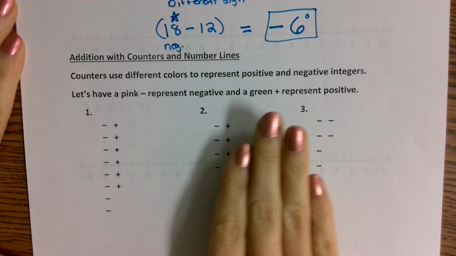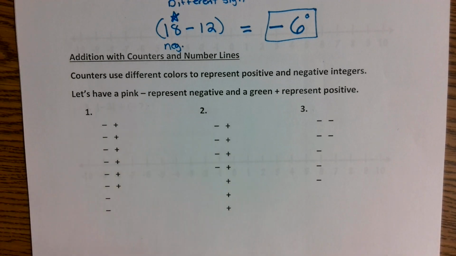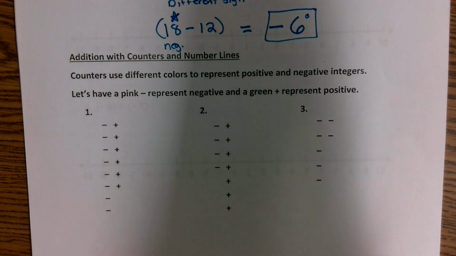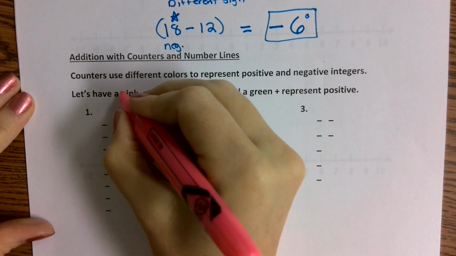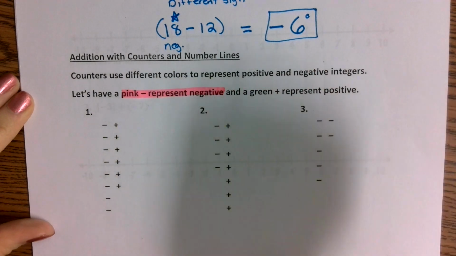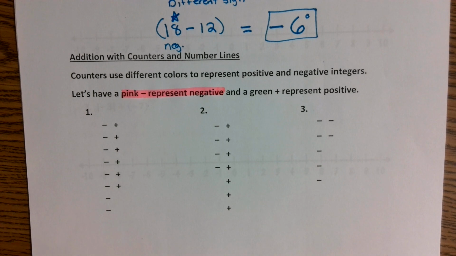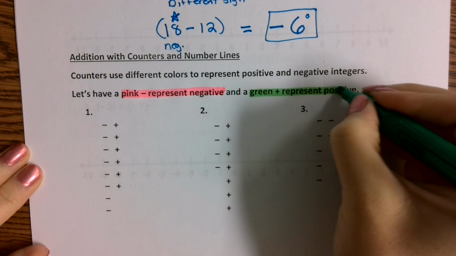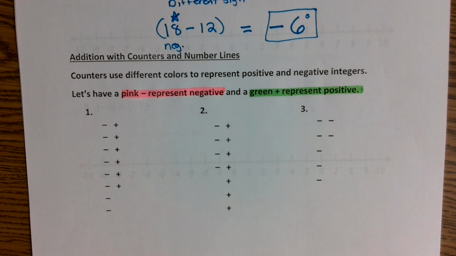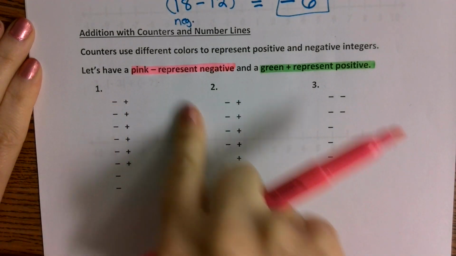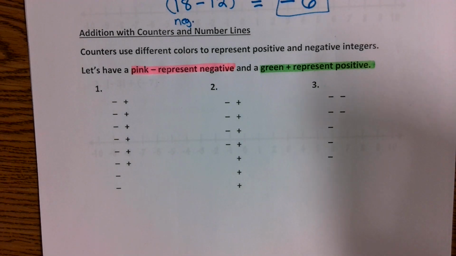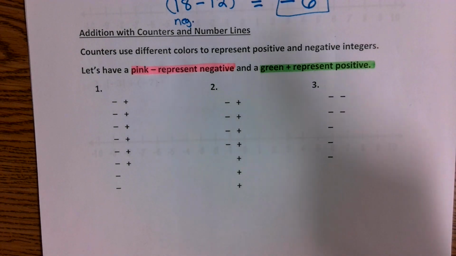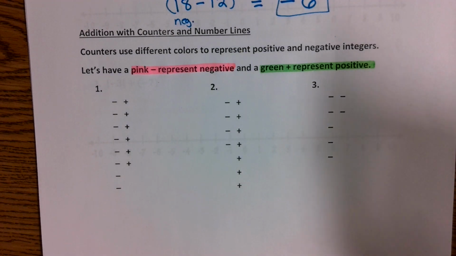So the first visual representation that we're going to focus on is using counters, positive and negative counters. So what I'm going to do is I'm going to allow my pink to represent my negative, and my green is going to represent my positive. Pinks are going to represent my negatives, greens are going to represent my positives. So what I have here is just a bunch of positives and negatives written. I want to showcase what the numerical expression or problem would be, addition problem, and then what would the solution look like.